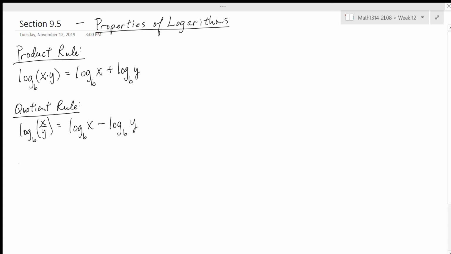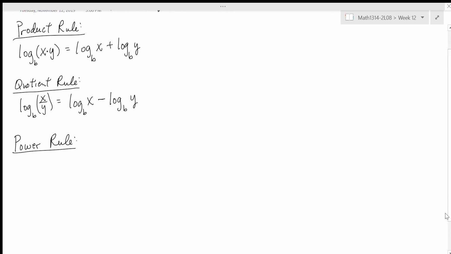And the last property is the power rule. And the power rule says if you're taking the log of something that has an exponent, the exponent can become the coefficient.